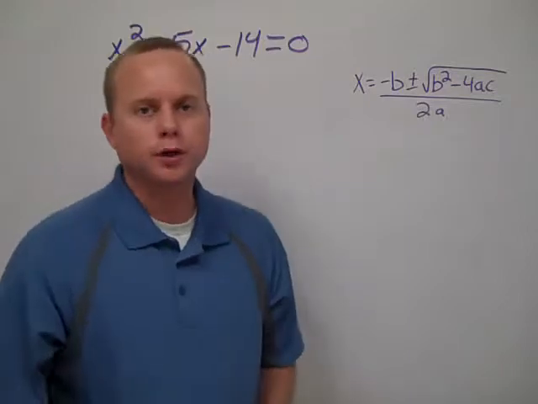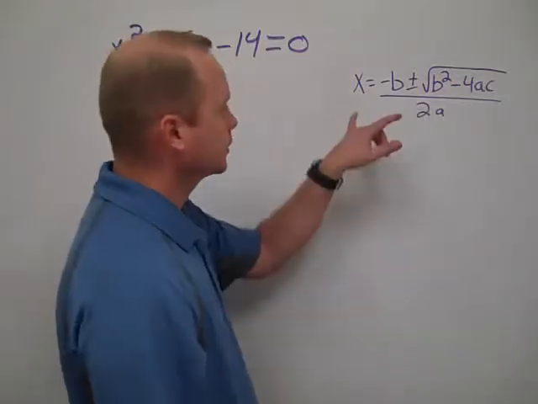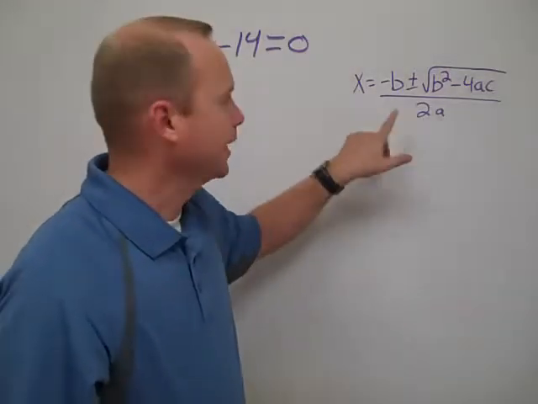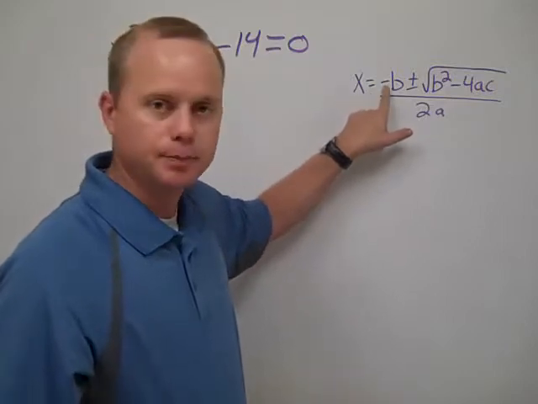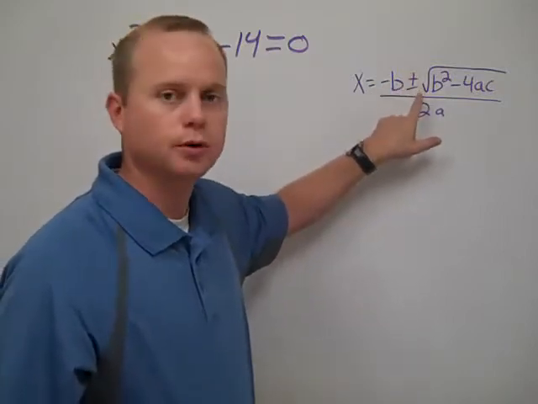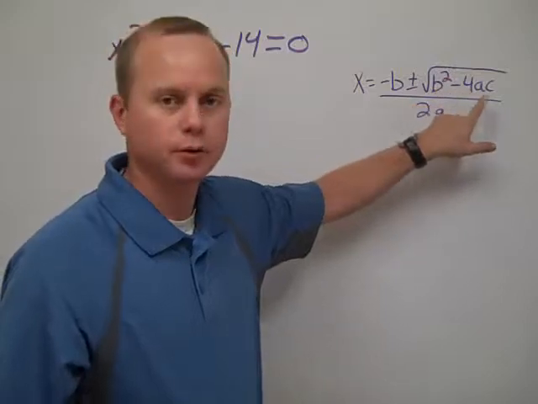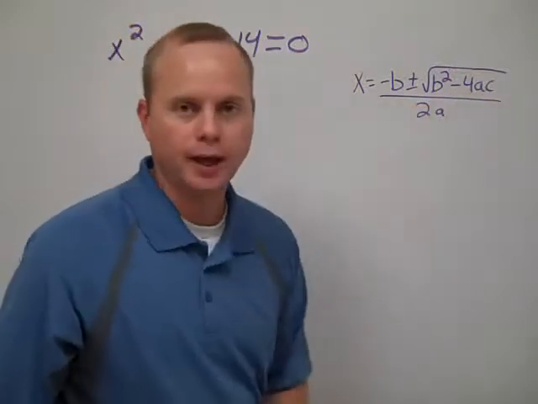Today we're going to be solving with the quadratic formula. I've listed the quadratic formula over here. It's x equals negative b plus or minus the square root of b squared minus 4ac, all over 2a.